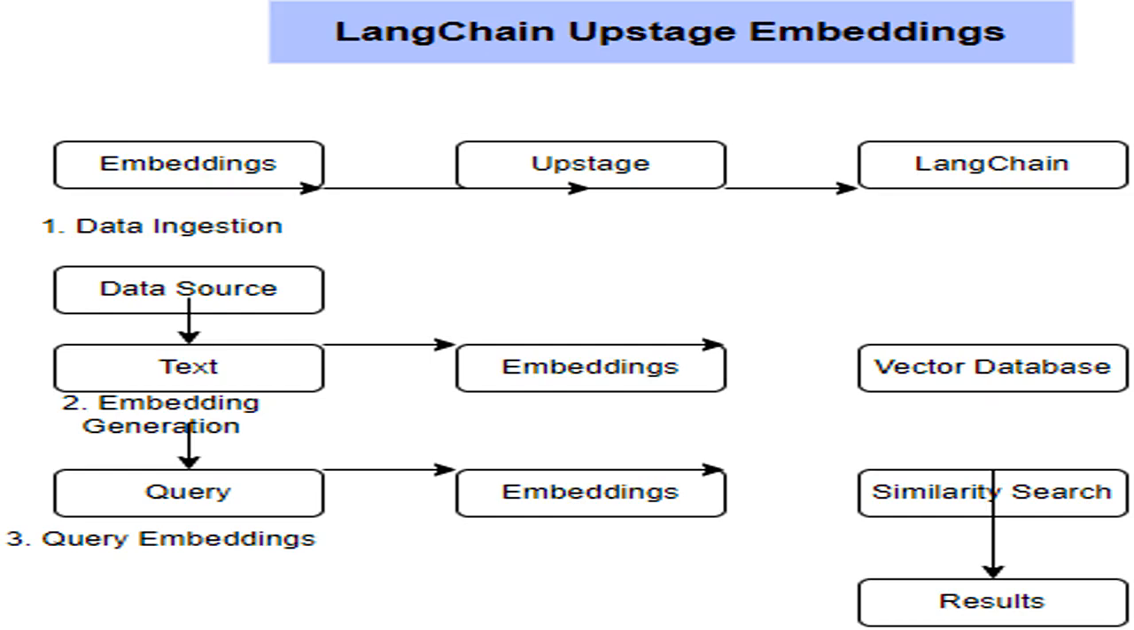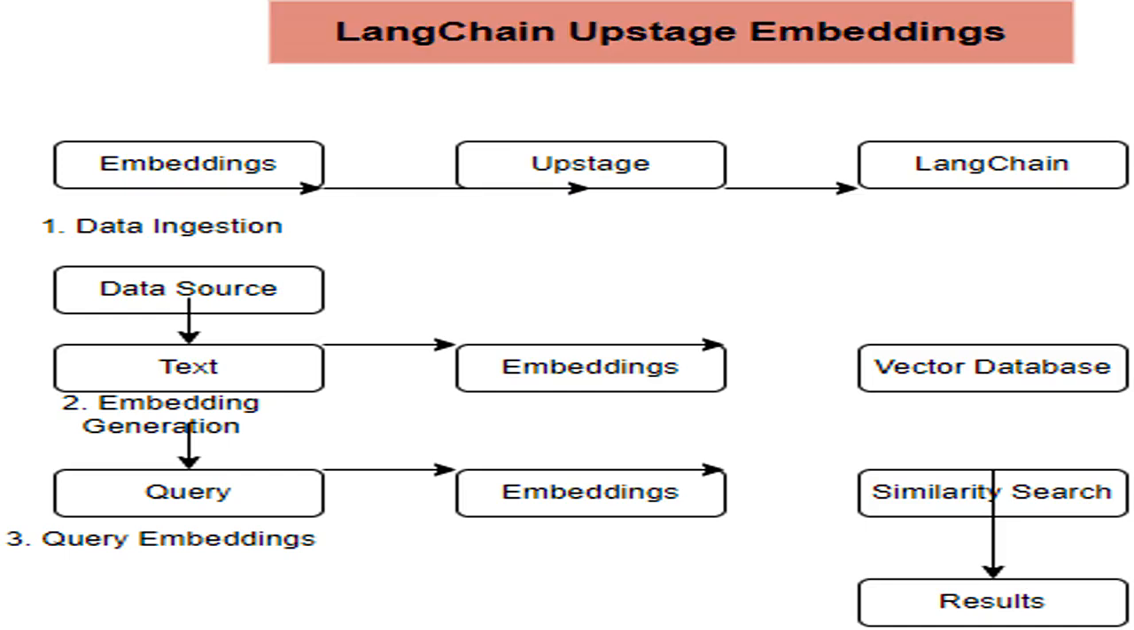Data source. Embeddings. The data source provides text data to the embeddings component. Embeddings. Upstage. The embeddings component uses Upstage to generate embeddings from the text data. Upstage. LangChain. The upstage component provides embeddings to LangChain for integration into applications. LangChain, vector database. LangChain interacts with the vector database to store and retrieve embeddings.